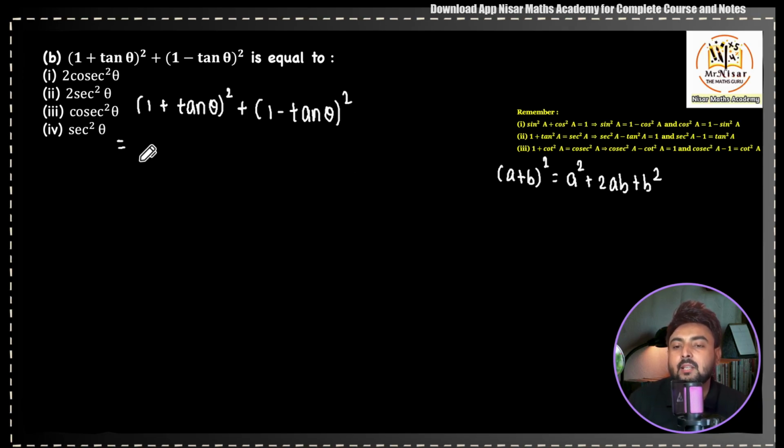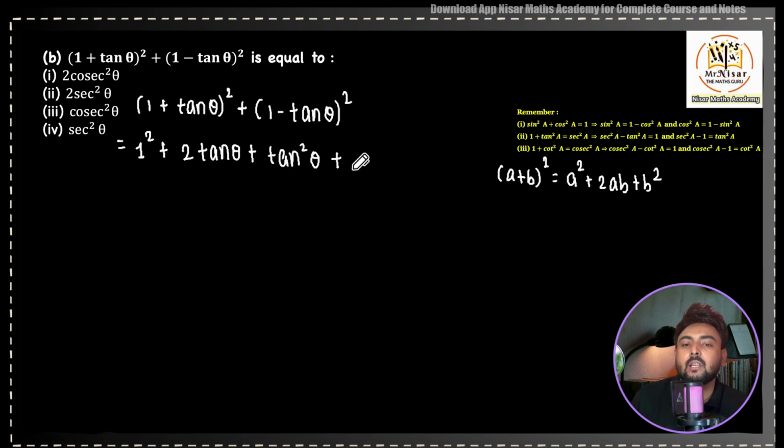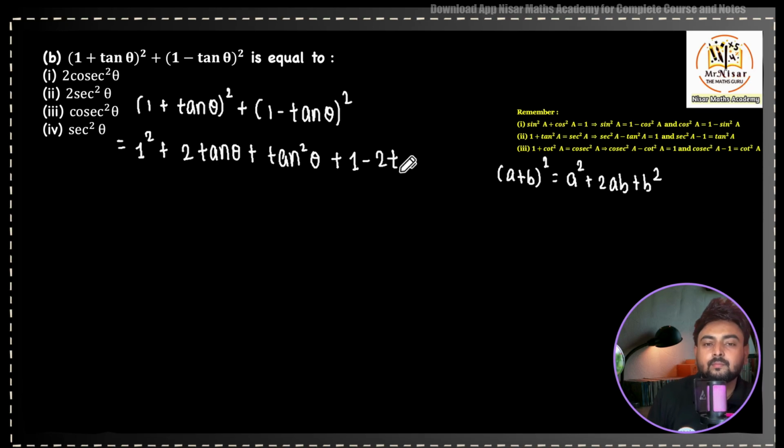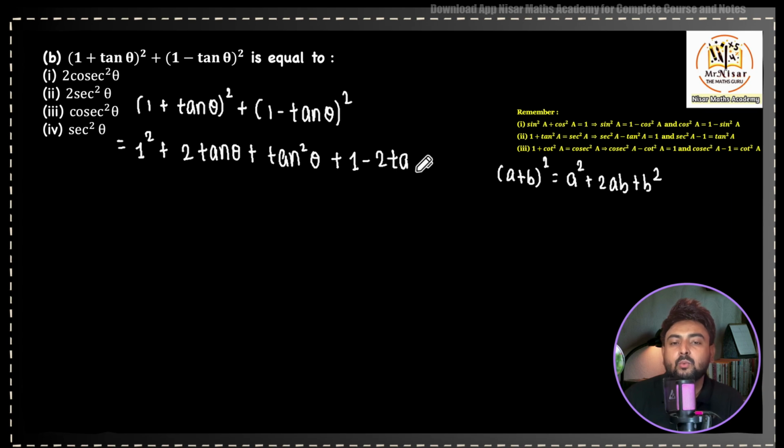So a plus b becomes a square plus 2 into ab, 2 into 1 plus tan theta, plus b square. b is tan theta here, so tan square theta. This is your a plus b, plus a minus b. Now a minus b will become a square minus 2ab plus b square. Okay, I'll just erase this formula from here.